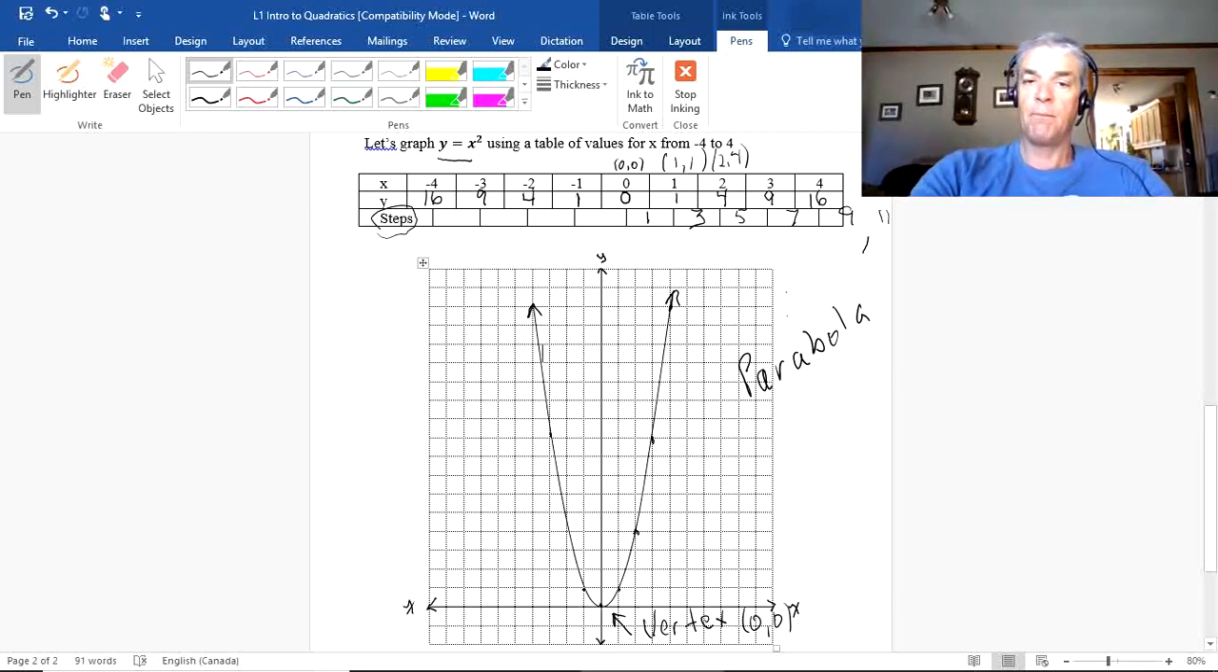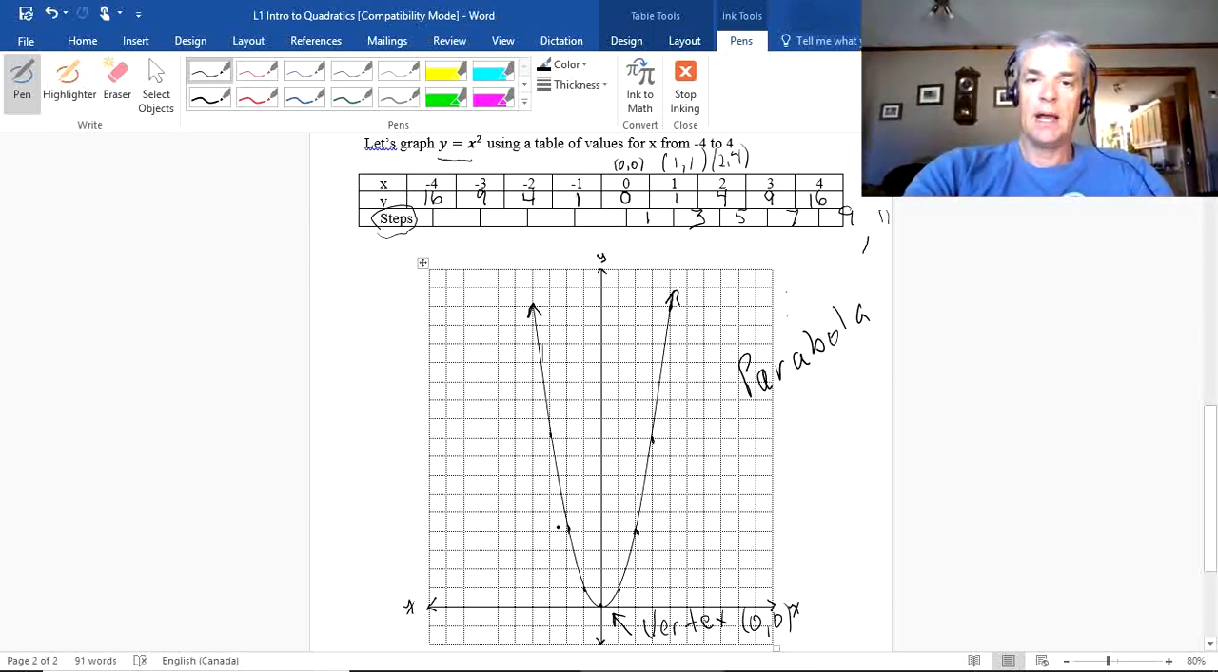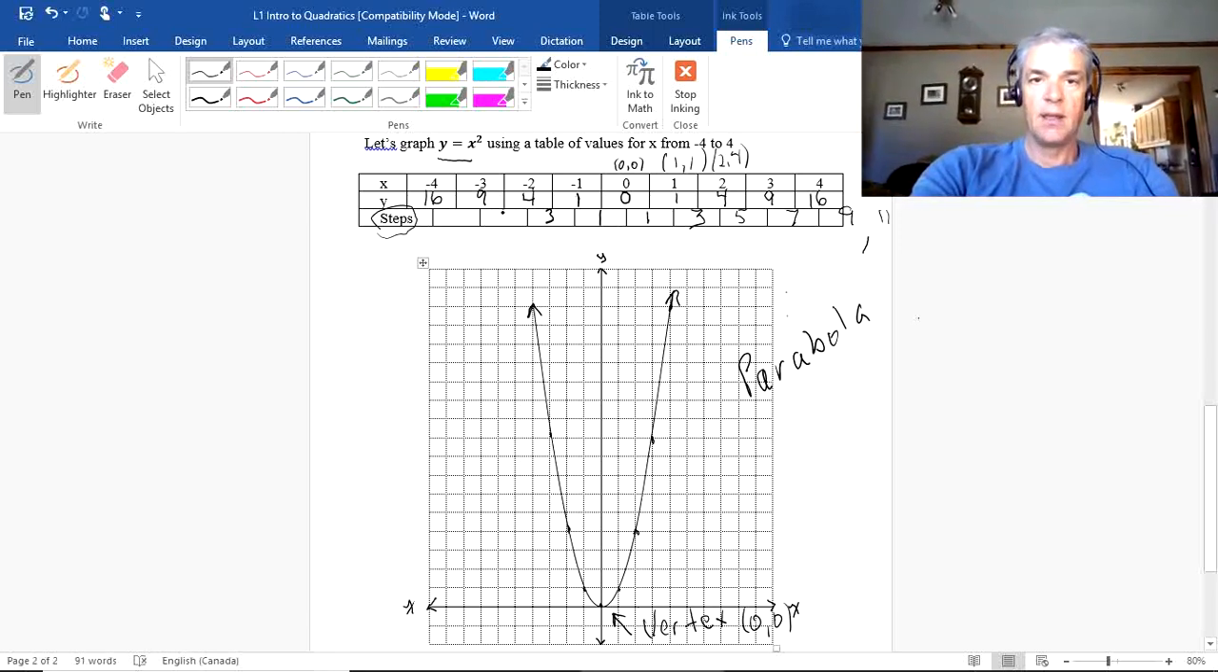Over 1, up 1. Over 1, up 3. For some reason, we're missing that point there. Over 1, up 5. 1, 2, 3, 4, 5. Over 1, up 7. 1, 2, 3, 4, 5, 6, 7. And that creates our parabolic shape.